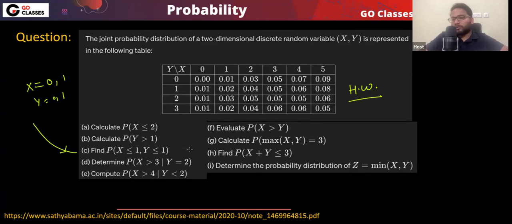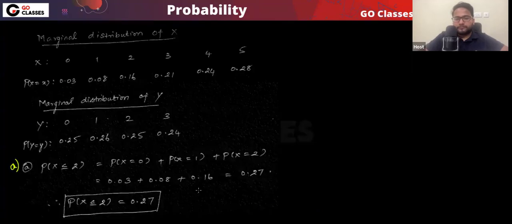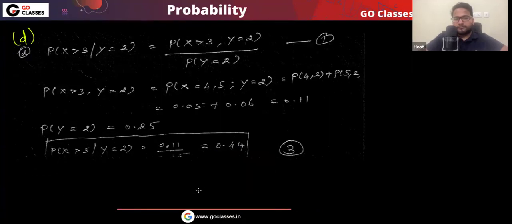So, how to solve this? Okay. Just think about how to solve this. So, see here, x will be 4 and 5. Greater than 3 means either 4 or 5. Right.